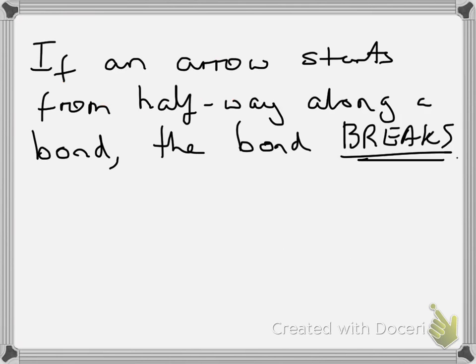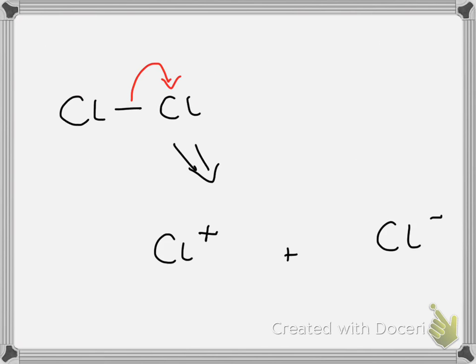Now, if an arrow starts from halfway along a bond, that bond will actually break. So in this example, going back to the chlorine breaking apart, you will see that in the products, the chlorine atoms are now separated out. The one on the left has become positive, the one on the right has become negative, which we'll understand in a second. But what you need to understand is that the arrow has started from halfway along the bond, so the bond breaks.